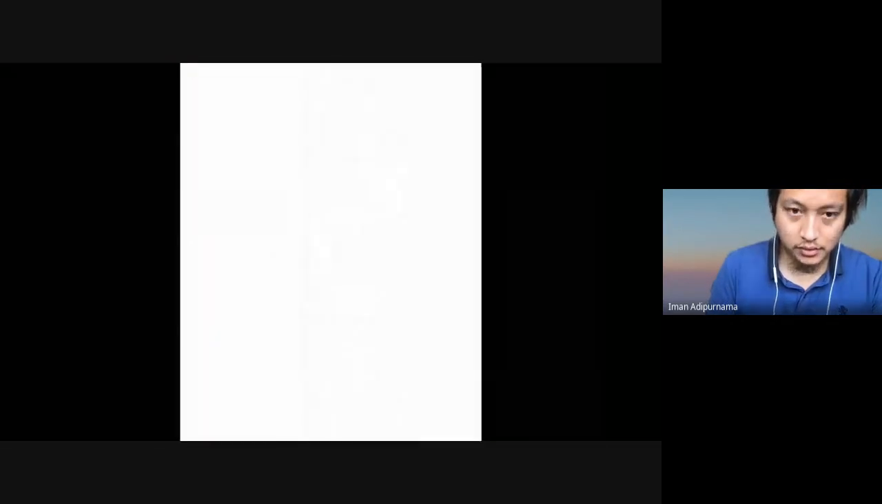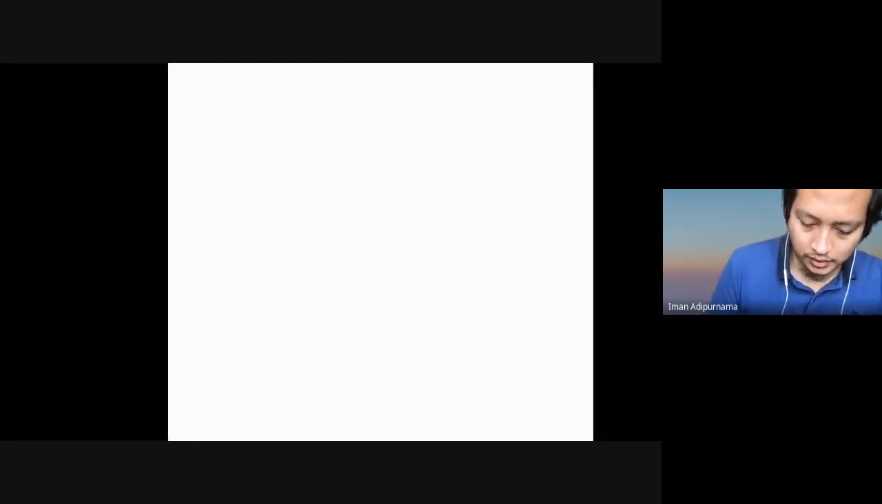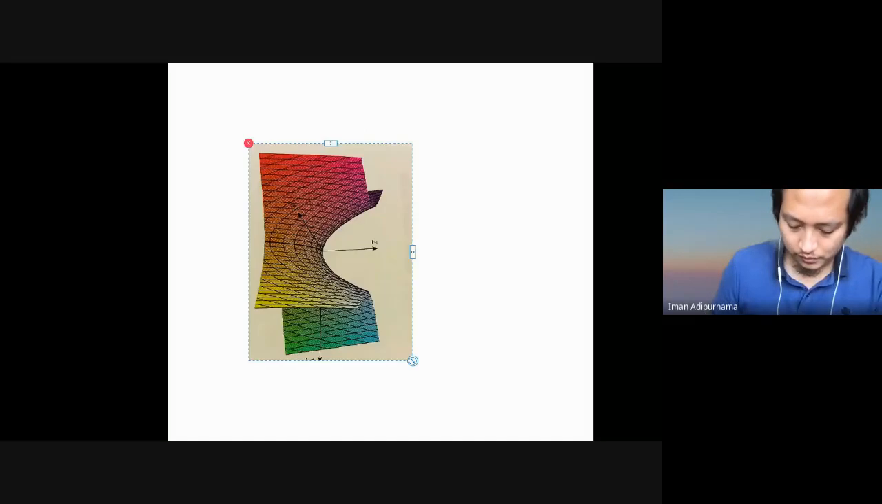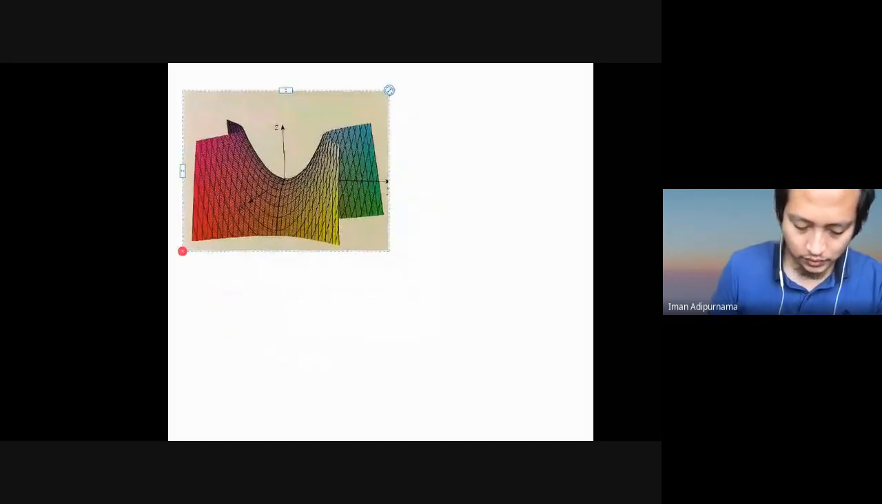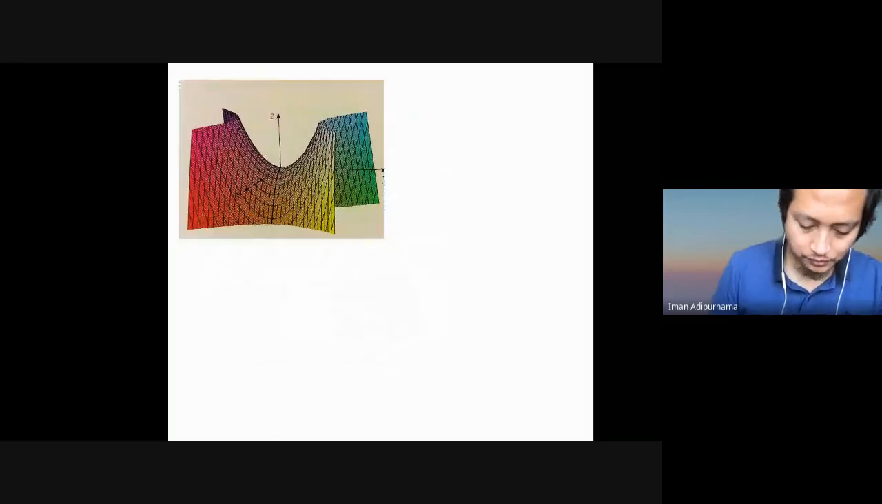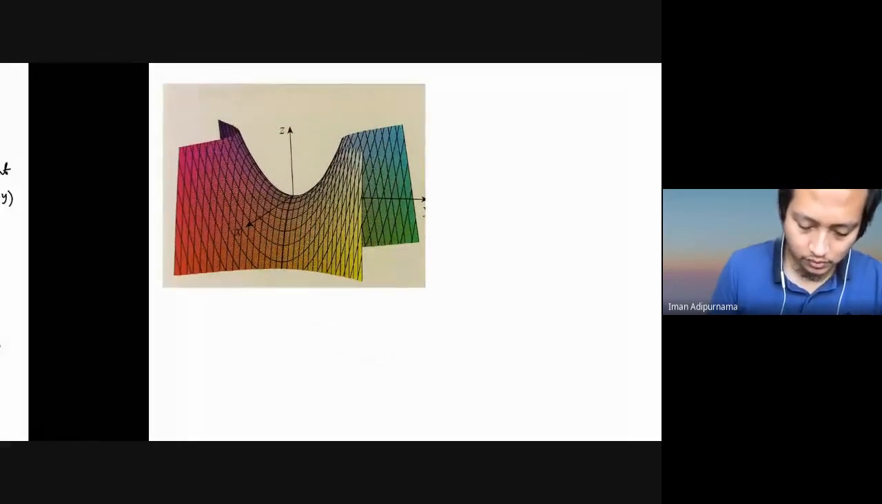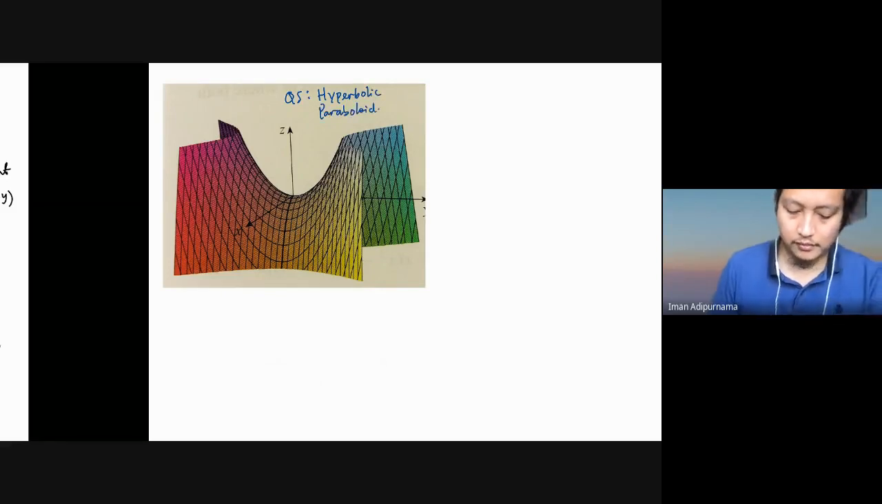I think we can skip that. The next thing is, if you remember this picture here, this is from chapter 12. This is from quadric surfaces. This is what we call the hyperbolic paraboloid. Right?